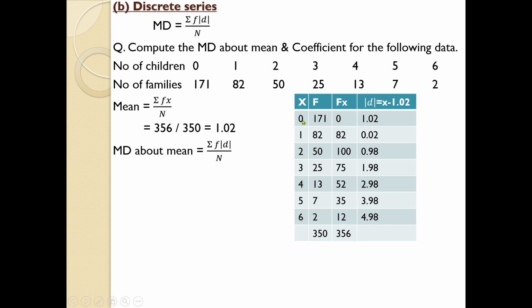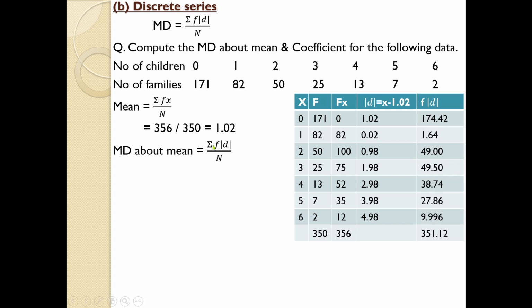If you take the difference of each individual value of x with 1.02, you will get this column. Then you need to find the next column, that is f into |d|, because in the equation it is sigma f |d|. So you multiply each value of f with |d| and you will get f|d|. You need to take the total of f|d|. So the equation is 351.12 divided by 350, and you get 1. So now we have mean deviation 1.